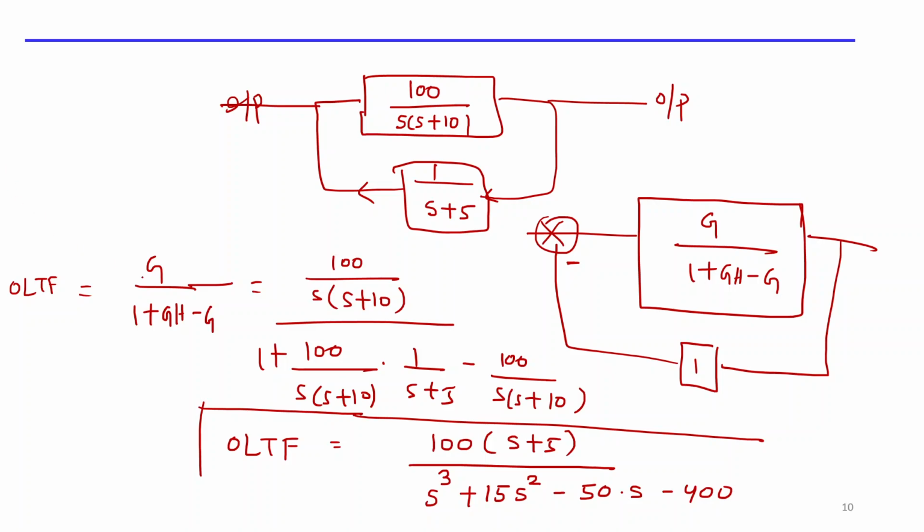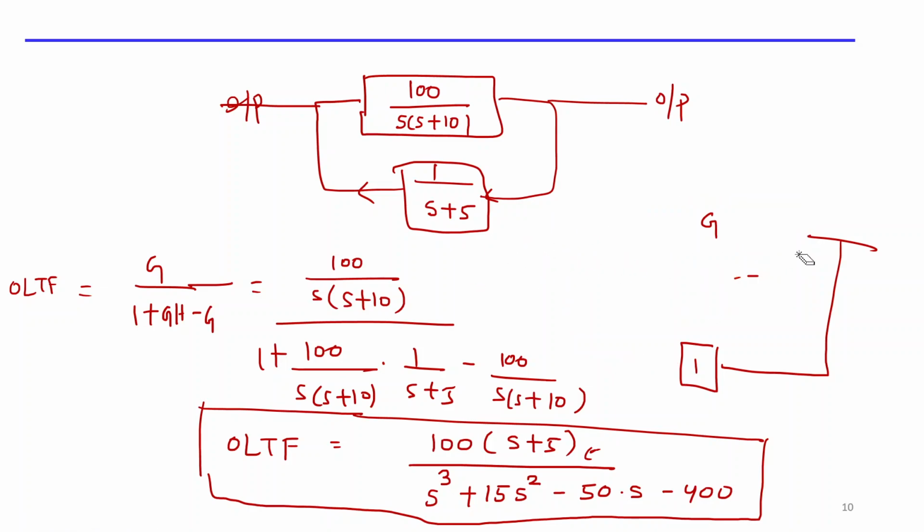Sir, please explain how to write 100 times s plus 5. The upper side, 100 in bracket s plus 5. How to get it, sir? You just need to solve this one. I'll solve it. Sir, I am not getting the answer. Okay, let me solve it.